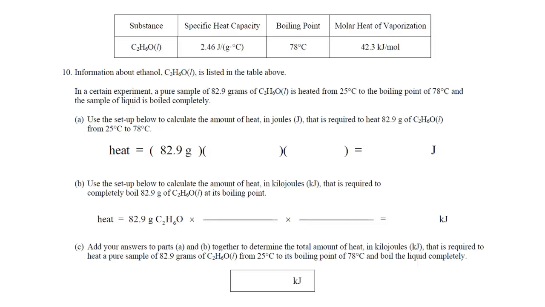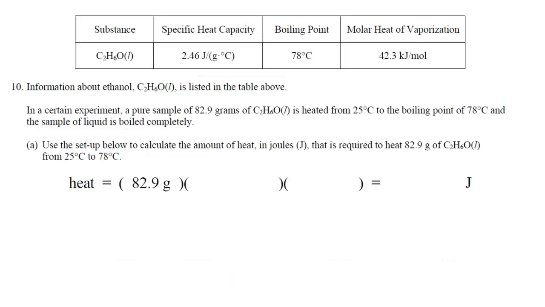We have a specific heat capacity. We have a boiling point, and then we have the molar heat of vaporization. That would be the energy required to completely boil a liquid. Let's go ahead and just focus on part A, and then we can move on to the other parts of question 10. So here is part A. It says, in a certain experiment, a pure sample of 82.9 grams of liquid ethanol, which is C2H6O, is heated from a temperature of 25 degrees Celsius to the boiling point of 78 degrees Celsius. And then eventually the sample of liquid is boiled completely.